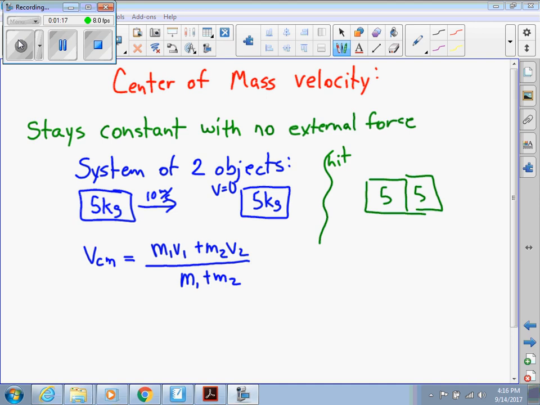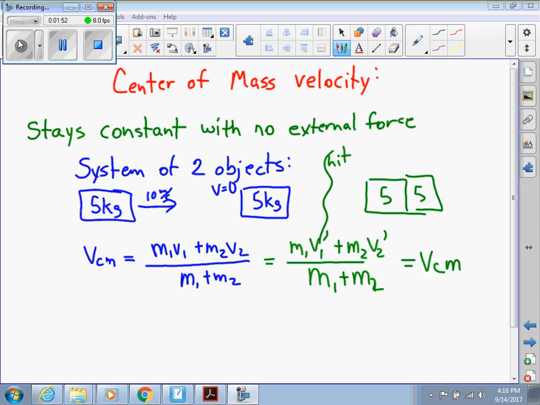we know that the center of mass velocity after remains the same. And so we can say that mass 1 times the velocity of the first object plus mass 2 times the velocity of the second object after will equal what it was before. And we know that because center of mass velocity remains the same.